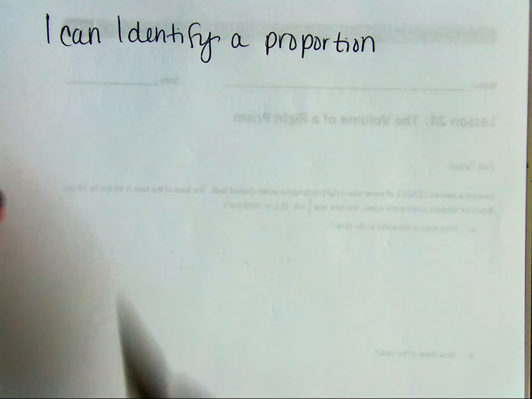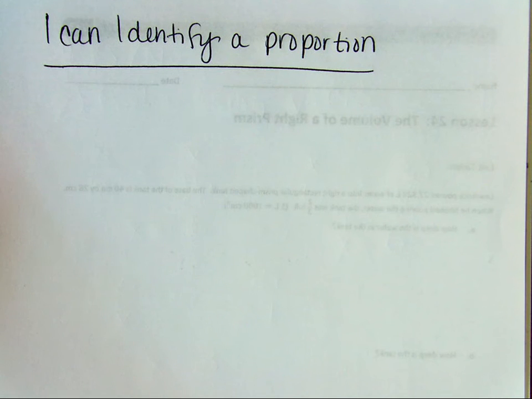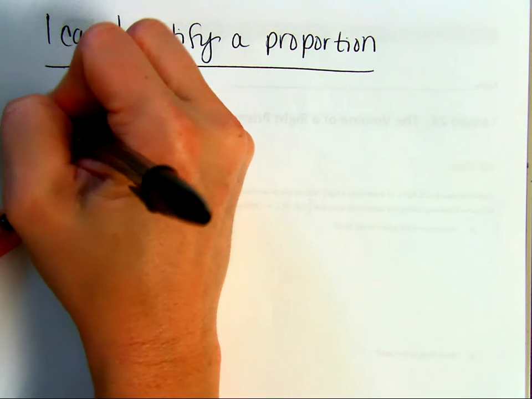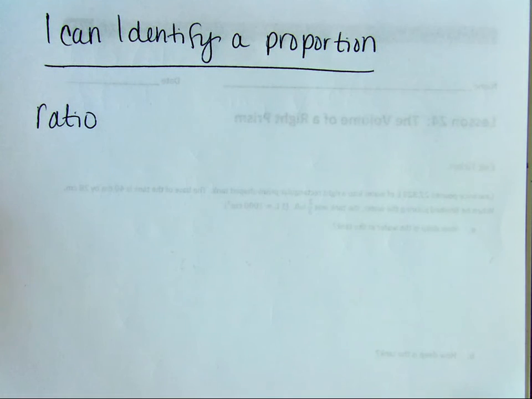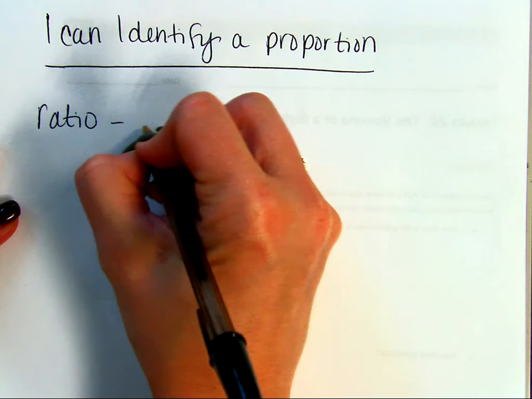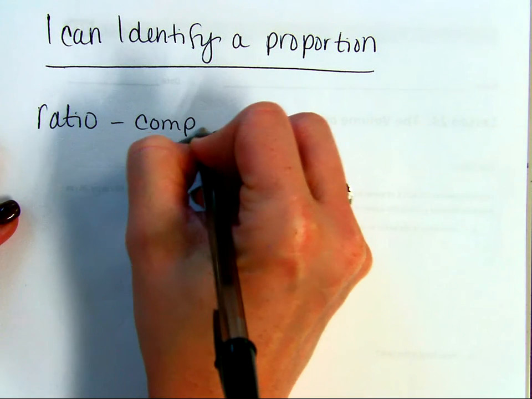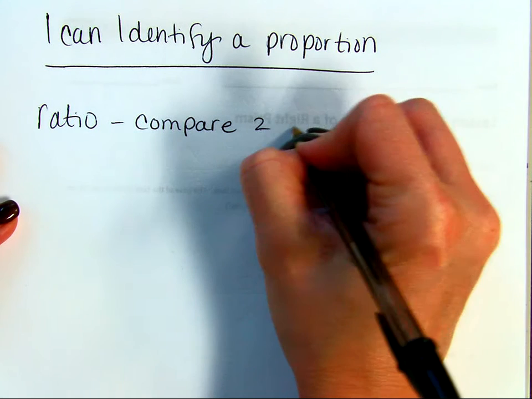Okay, so I can identify a proportion. In order for us to talk about what a proportion is, we kind of need to take a step back and talk about what a ratio is first. So, I know you've heard this word from last year. A ratio is when you compare two different amounts or quantities.